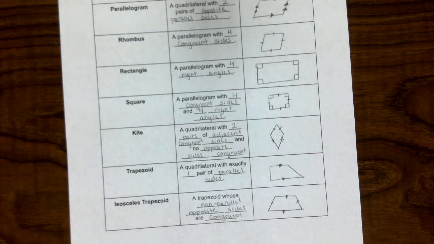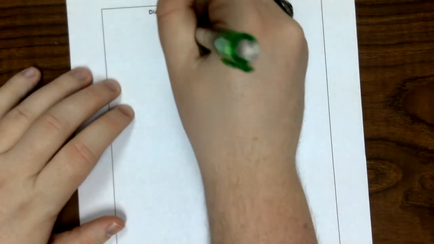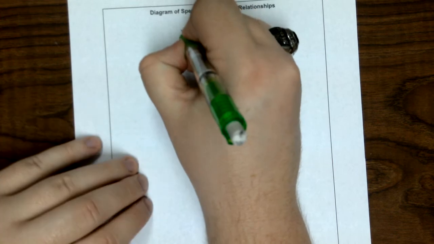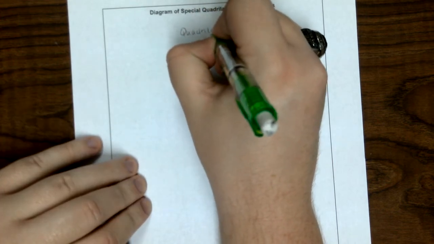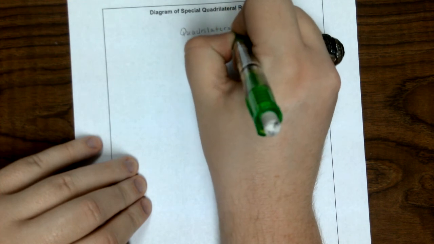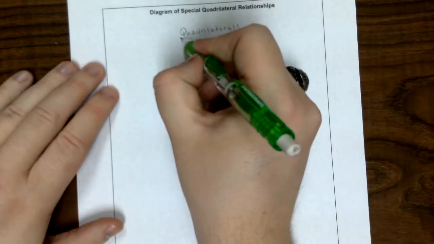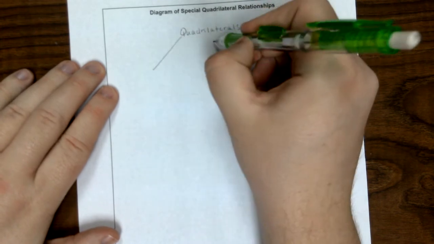All right, that's all the definitions. So now what I want to give you is on the back, second page, a diagram of how everybody's related. Okay, so at the top, we're going to start with our quadrilaterals, just all your basic four-sided shapes. And then from here, we branch off into three different groups.